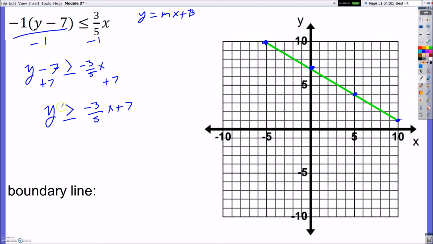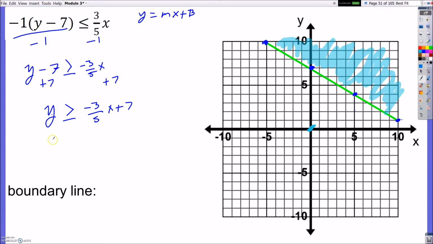Now what it's saying is I want you to graph any value that is greater than this line. So to do that, all I usually do is go to my y-intercept, and if it's greater than, I shade up. If it's less than, I shade down. In this instance, it is greater than, so all I would do is shade up, and I would shade everything above that line.